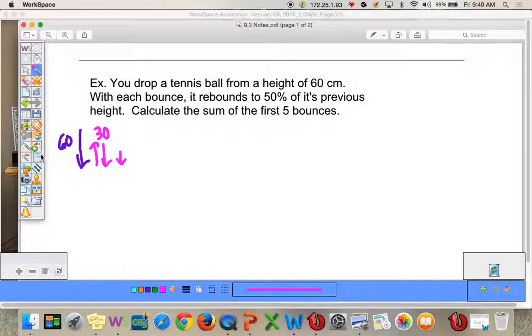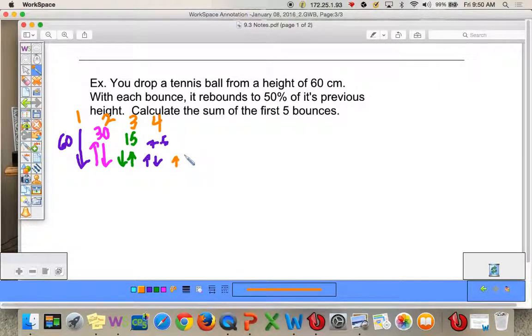So then it goes down. And then it goes 15, and so on. So what is this, 7.5? Okay, and it just says for the first 5 bounces. Calculate the sum of the first 5 bounces. So I'm going to count this as a bounce. Should I not, though? Let's see. So this, I'll call this my first term. Yeah, I'll include this as a bounce. I know it's not a bounce, but it does hit the ground. So first, second, third, fourth. So I need one more, up and down. And this is 3.75.